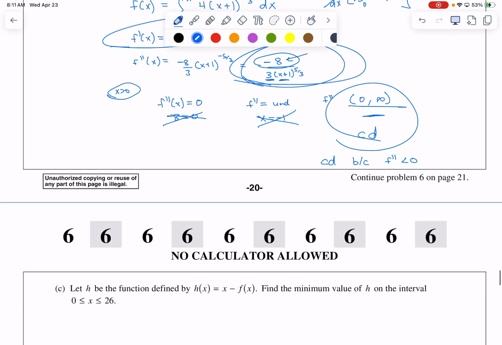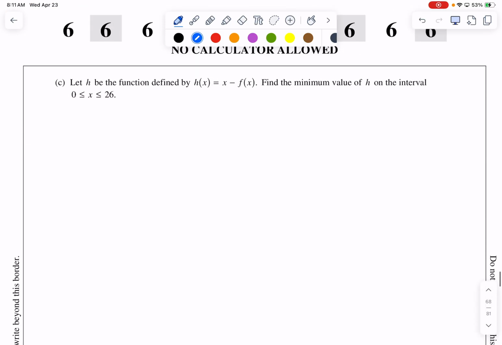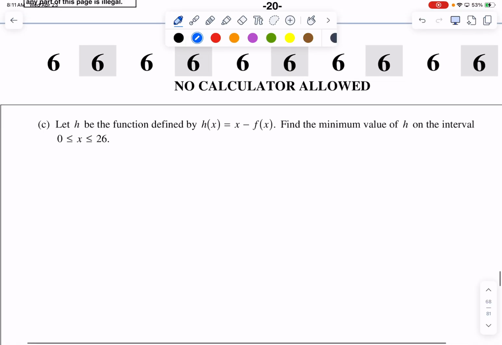All right, last part, and then I'm going to stop, because this will get us done. Let h of x be defined by h of x. This one's also worth 3 points. So 3, 3, 3. So it's straight up 9 points.